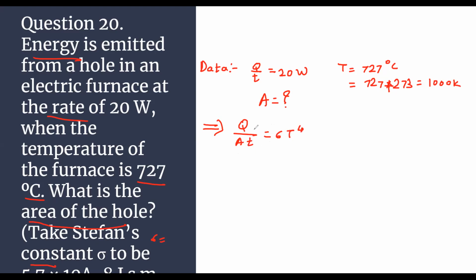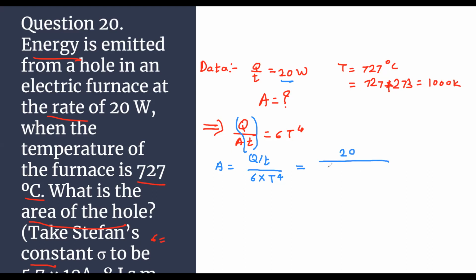Now, here Q upon T is given, and area we need to find out. So, let's write this formula in such a way that it will become easy for us to calculate. So, Q upon T upon sigma into T raised to 4. Now let's put the values which are given to us.